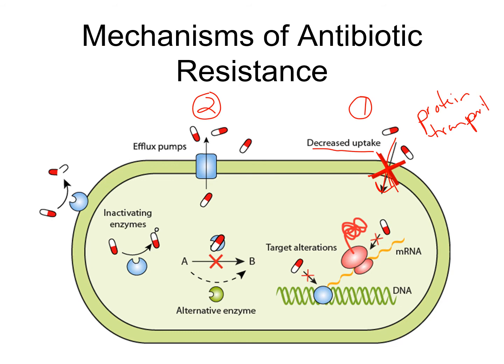The second mechanism of resistance is pumping the antibiotic out. So in this case, the antibiotic is able to enter the cell, but it is immediately pumped out. And this is called efflux. So where that antibiotic is pumped out by protein pumps.